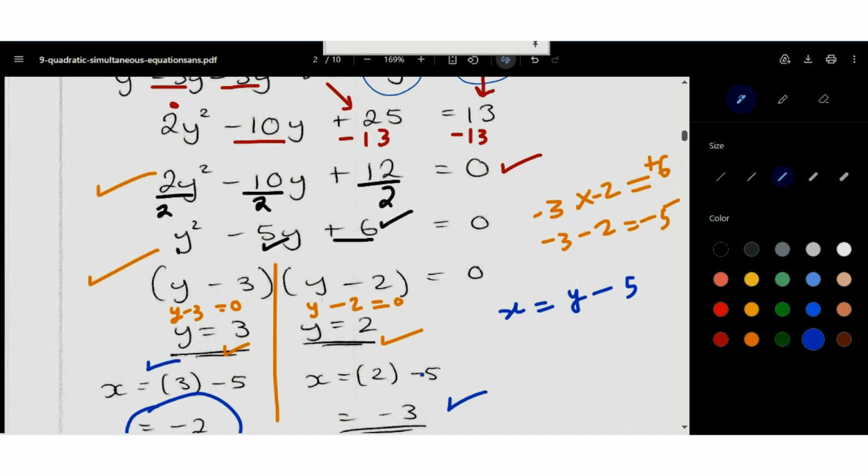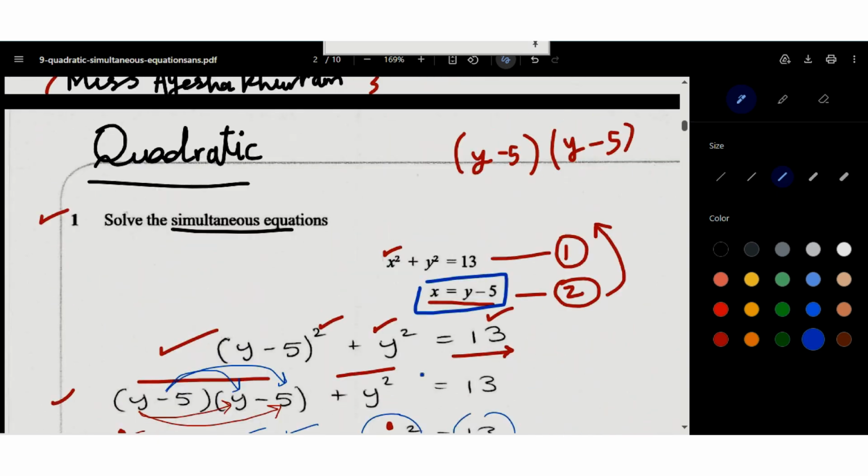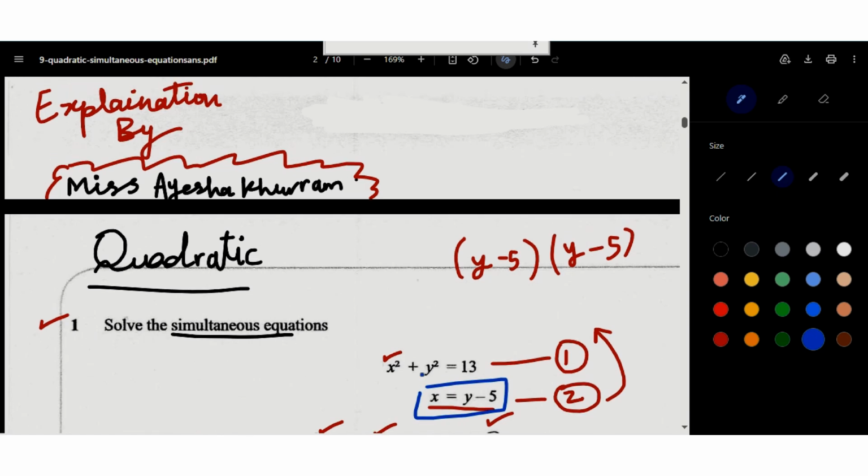So this is the best way to do a quadratic simultaneous equation. I hope you understand every single thing. Just pause the video. If you think any step does not make sense, you can comment to me as well. Alright, good luck.